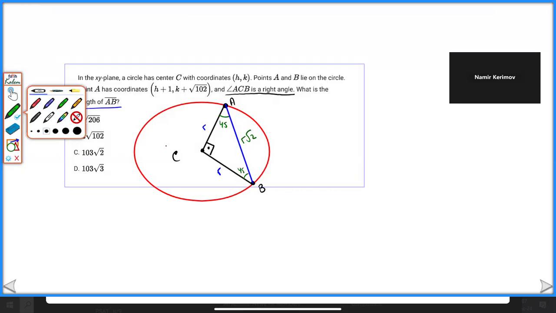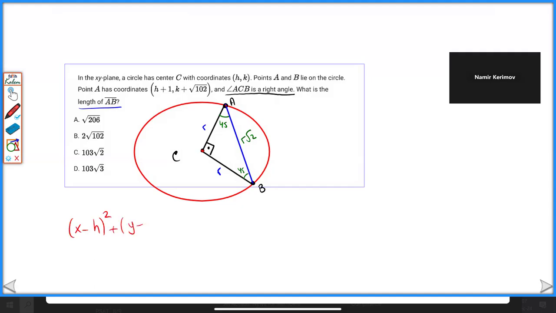Yes. C is the center and A is a point on the circle. We can say the distance between the 2 points is the radius, or we can use the equation of a circle, which is x minus h squared plus y minus k squared equals radius squared, and (h, k) is the center. And we have one more point, h plus 1 and k plus root 102. So we can plug it in.